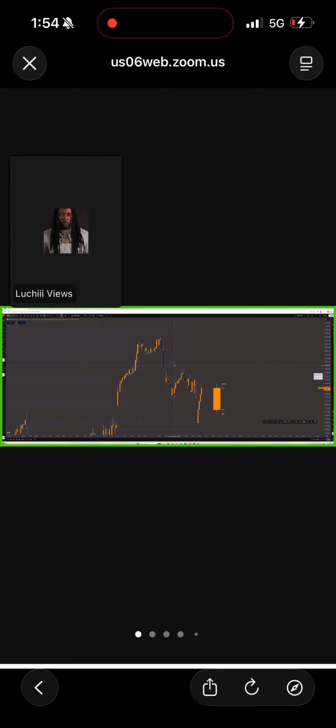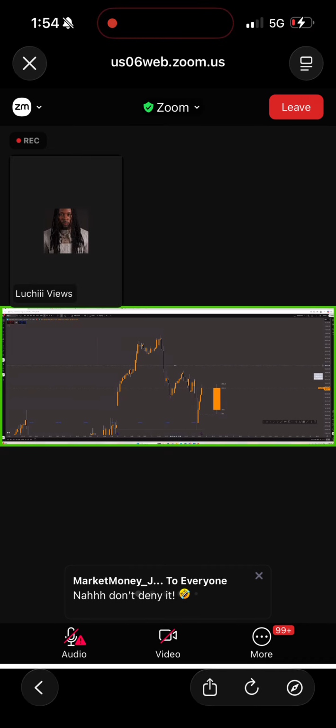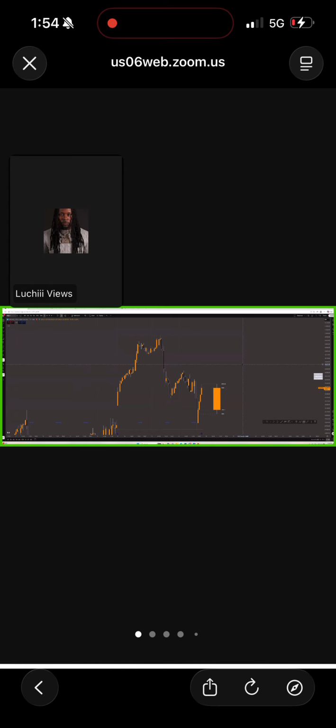You don't get in just because price swept the high and then started to retrace lower. No, you wait for a setup to present itself. It depends on what you trade, right? If you want to wait for an order block to be made, a fair value gap to be made, a rejection block to be made, you wait for your setup to present itself.